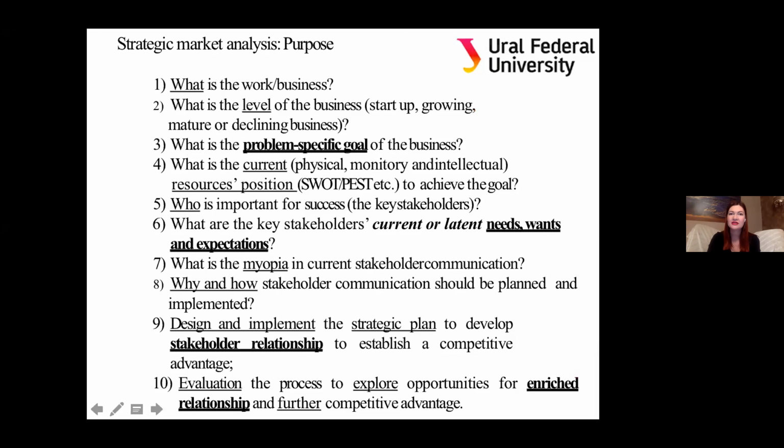And here you can see the strategic market analysis, the main steps. Of course, first of all, we should ask, what is the business? What kind of business do we have?